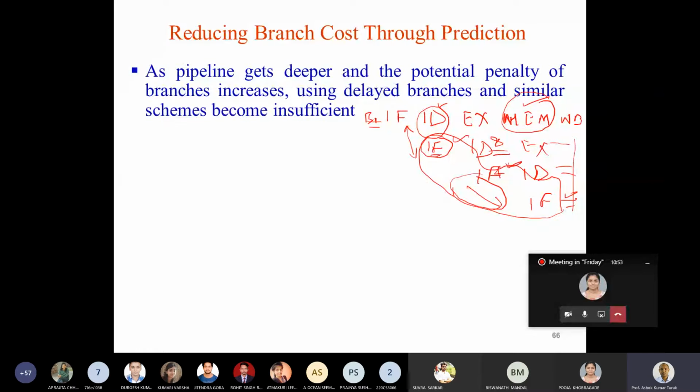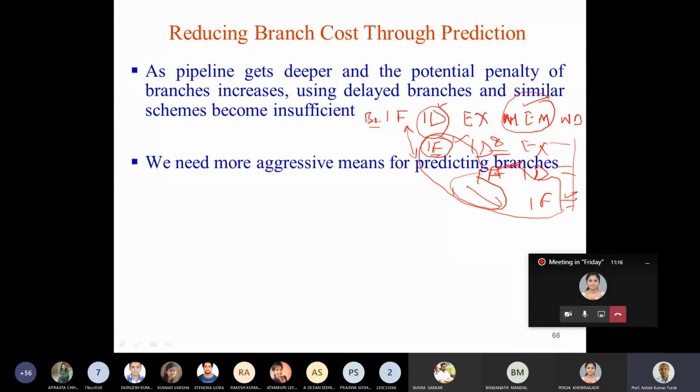So these techniques are also not sufficient if the pipeline gets deeper and deeper, and branches are resolved at deeper stages in the pipeline. So we need some other mechanism for predicting and resolving the branches. We need a more aggressive means for predicting the branches. And there are 2 branch prediction schemes that we will discuss. One is static branch prediction, and the other is dynamic branch prediction.